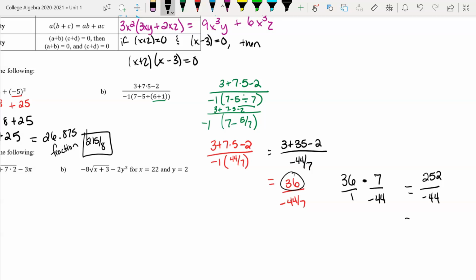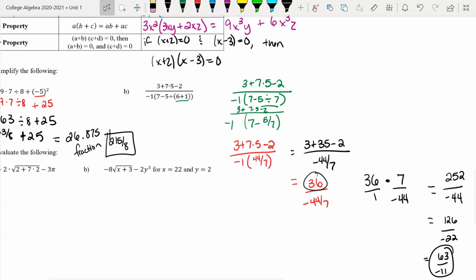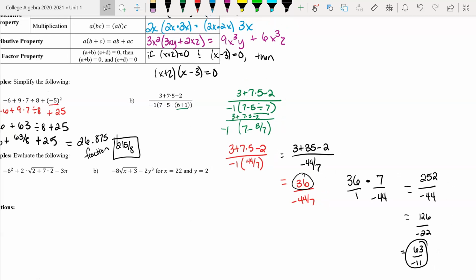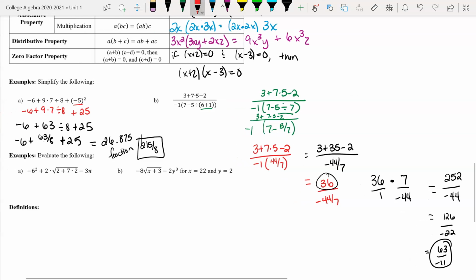Again, you could probably simplify it. You will have to. 126 over negative 22. I just keep dividing by 2. 63 over negative 11. All right. And again, the problems will be that hard. Make sure you follow your order of operations. You probably will get a bunch of fractions on the Hawks.